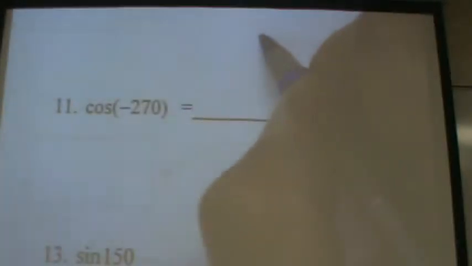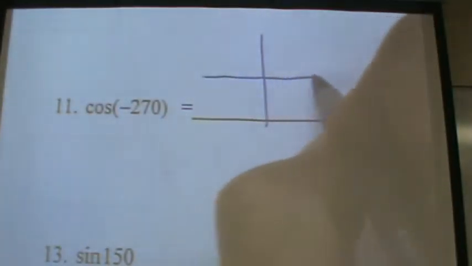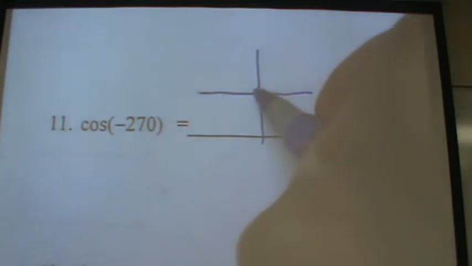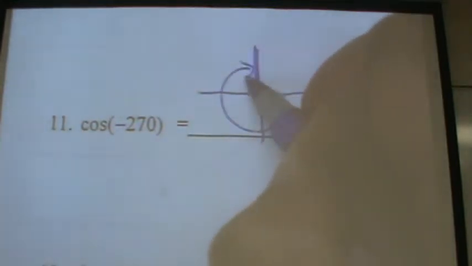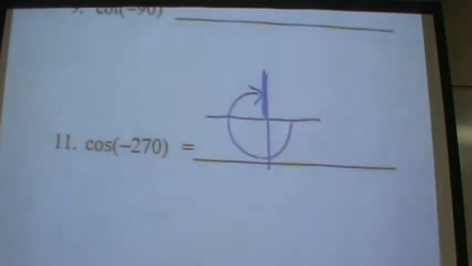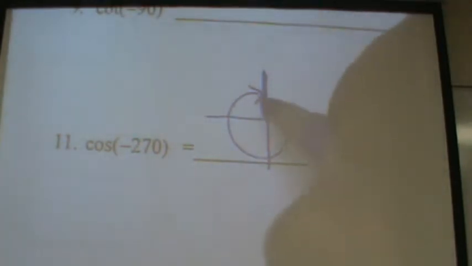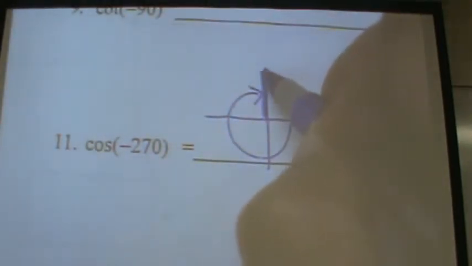Number 11. Where is the cosine of negative 270 degrees? It is the same as 90, coterminal. Going from here to here is negative 270. When you land on an axis, what definition are you going to use? Instead of cosine being adjacent over hypotenuse, I don't see a triangle here, so I'm going to use the ordered pair (0, 1).